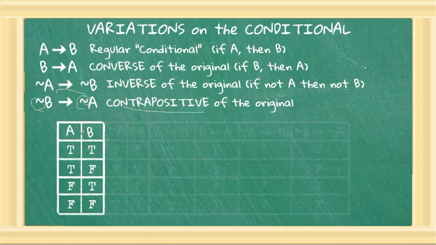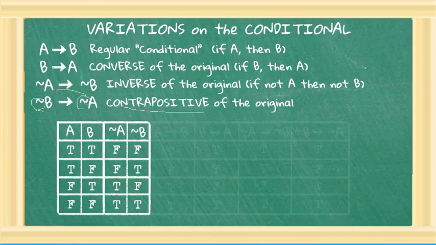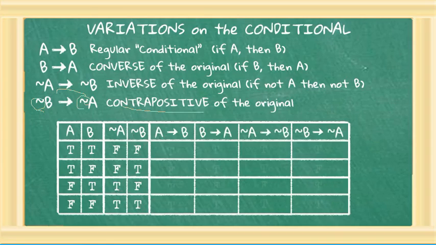Okay, so let's look at how those work in the truth table. Here's our basic A and B with our 4 combinations of conditions. Now let's define the not A and the not B, because we're going to be using those up here, of course. So the negation of A is flip that to false, false, true, true. Negation of B is flip the B column to false, true, the opposite. And then let's write each of these in there.